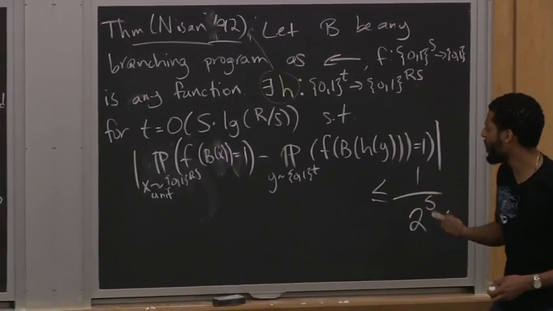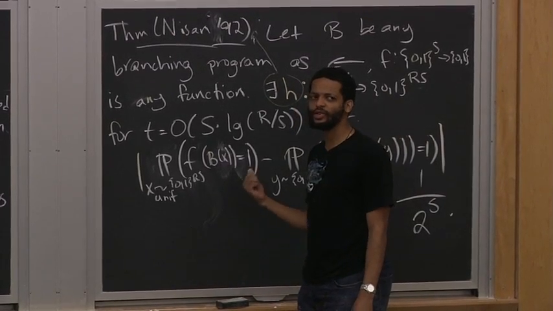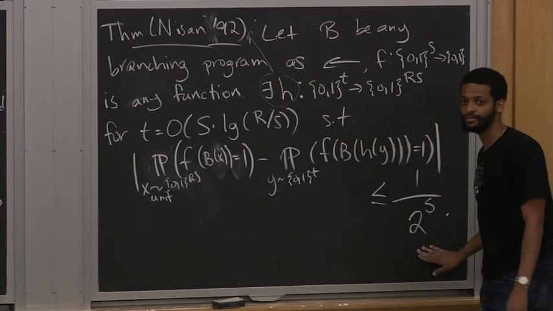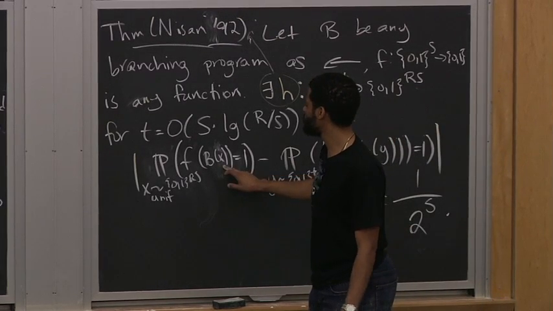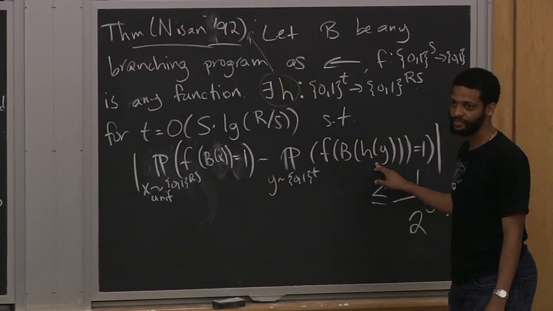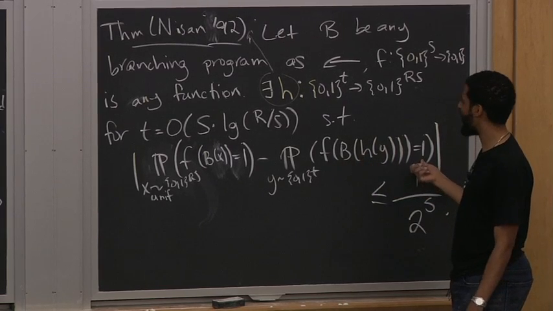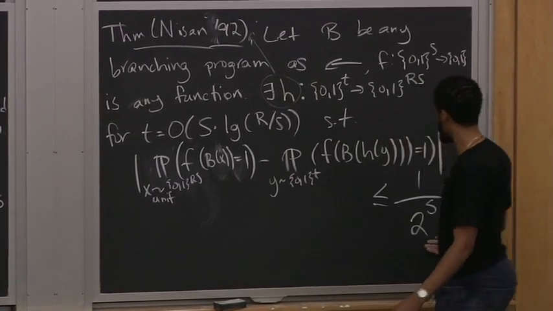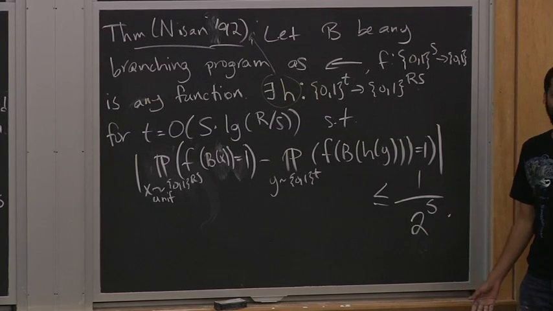What it's saying is no matter what statistical test you use, the probability that your statistical test can actually distinguish the two is very small. If you feed your branching program a truly random X versus feeding it the output of Nisan, the probability that your test flags it, the difference, is very small. It's 1 over 2 to the S. S is like log n, think. So this is like 1 over poly n probability that you'll be able to distinguish the two.